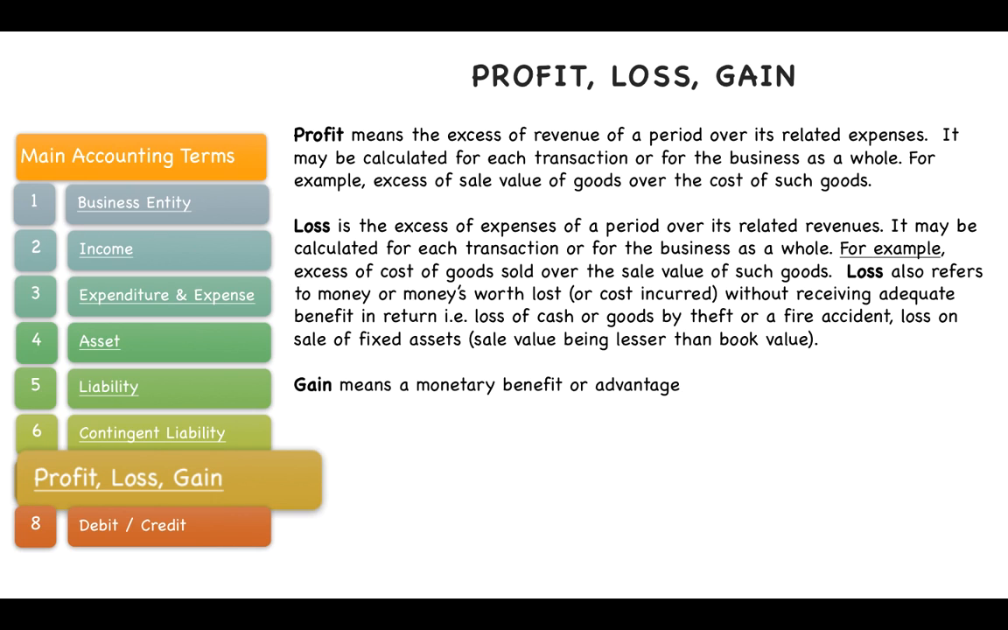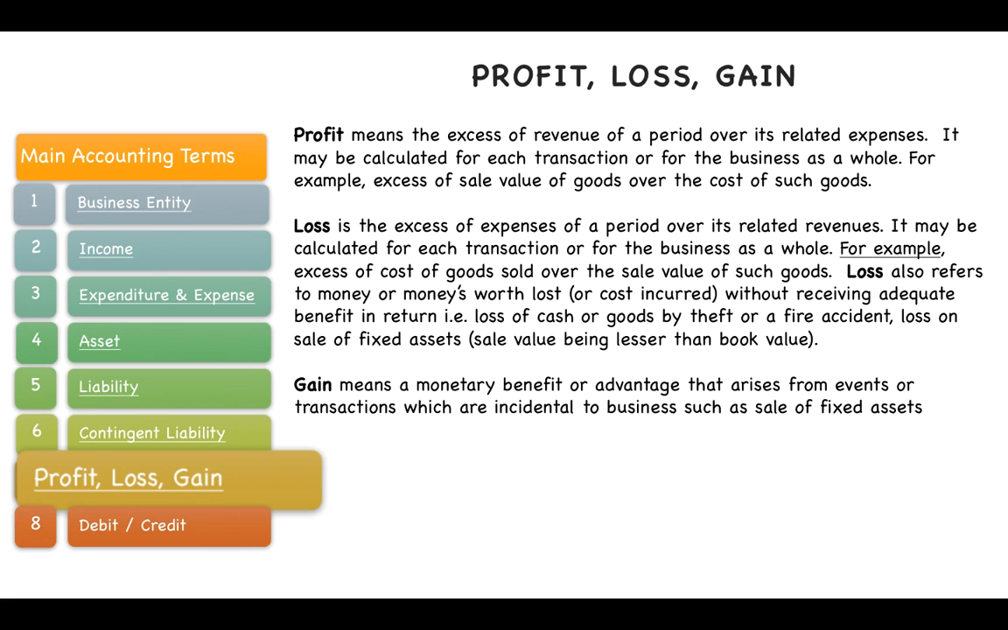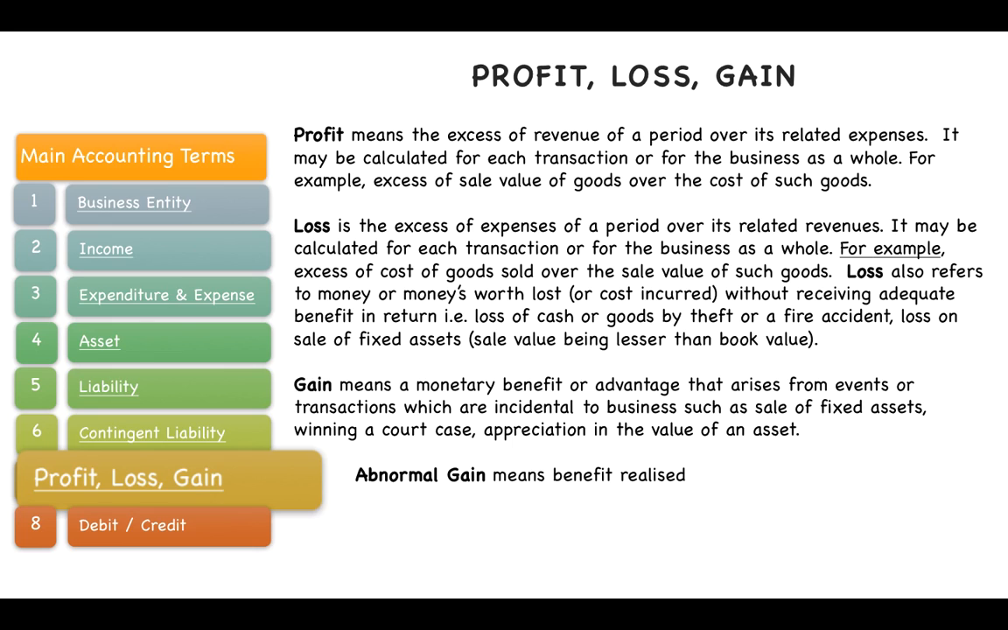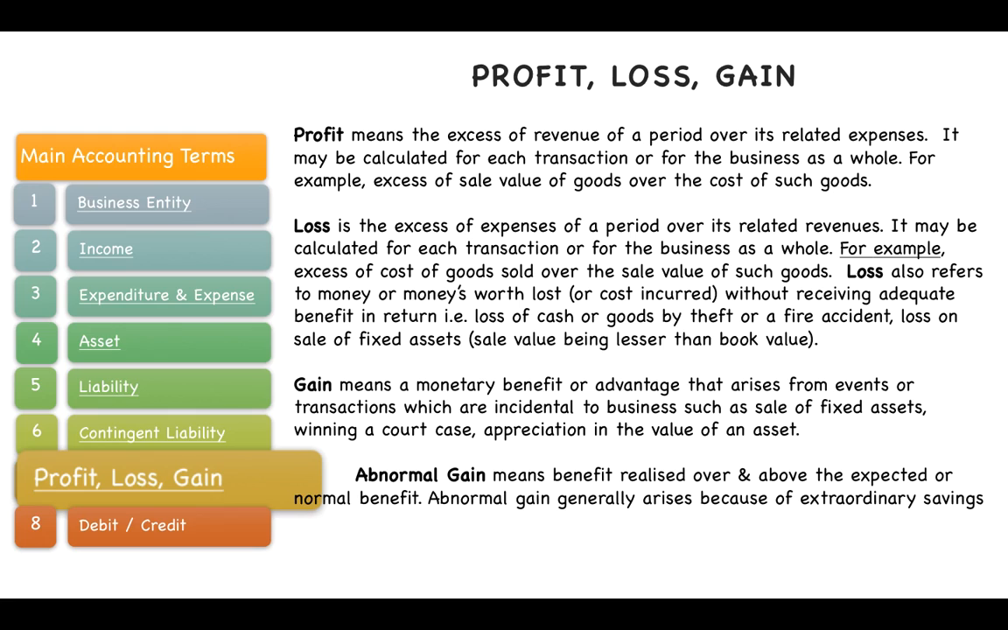Gain means a monetary benefit or advantage that arises from events or transactions which are incidental to the business, such as sale of fixed assets, winning a court case where you get some money which was not expected, or appreciation in the value of an asset. So these are the gains. Depending on appreciation in the value of an asset, you may not record it in the books, but it is a gain once you record it. Abnormal gain means benefit realized over and above the expected normal benefit.